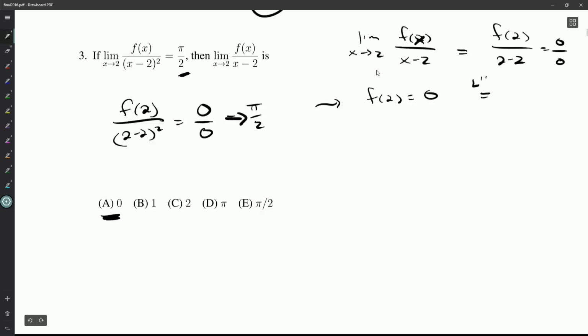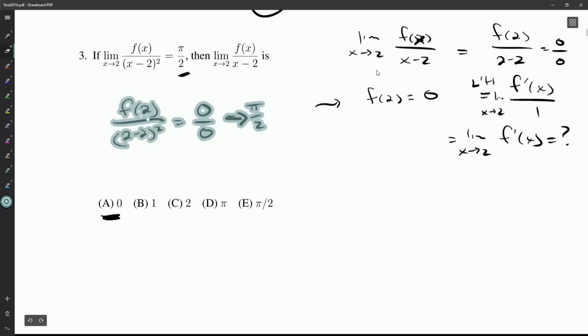So then, if I did L'Hopital's rule, the derivative of the top would be f prime of x, and the derivative of the bottom would be 1. So if I just knew what the limit as x approaches 2 of f prime of x was, I'd be all set. Is there a way to know that? Well, again, if we go back over here and realize that this is a 0 over 0 L'Hopital's rule, how do we eventually get down to pi by 2?